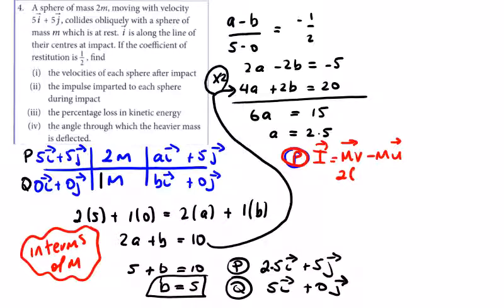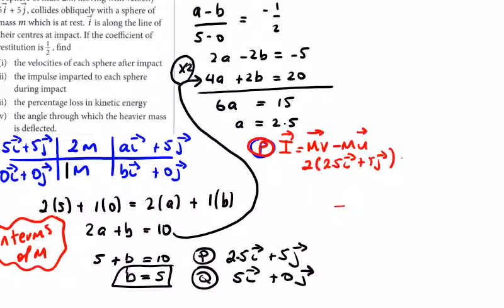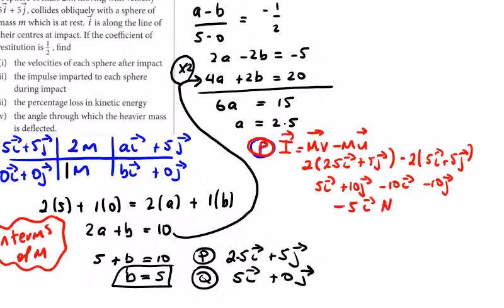2 times ai plus 5j, so 2.5i plus 5j. And then minus 2 times what we started with, which was the 5i plus 5j. So we're going to get 5i plus 10j minus 10i minus 10j. So we're going to get minus 5i Newton seconds. And if we take Q, we should get plus 5i.